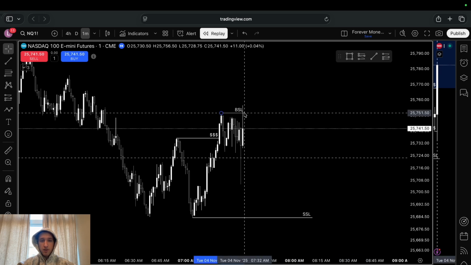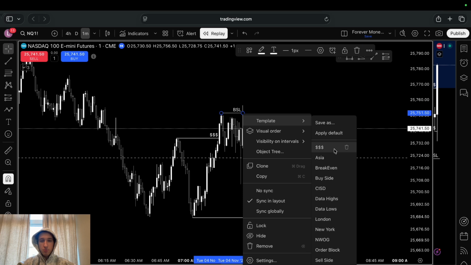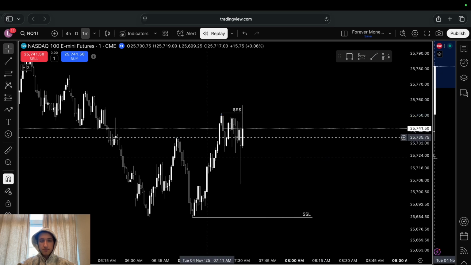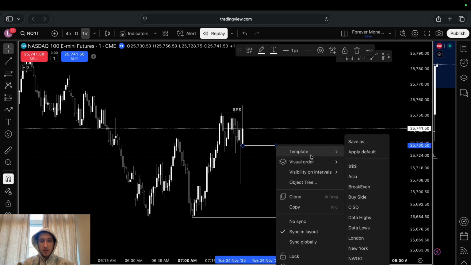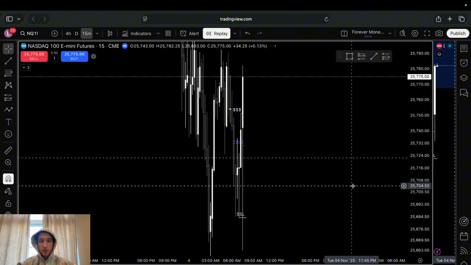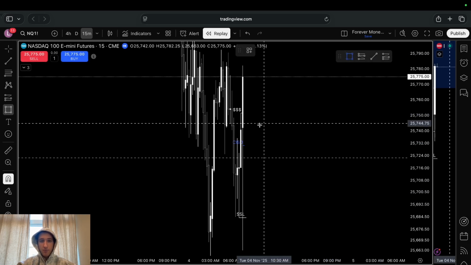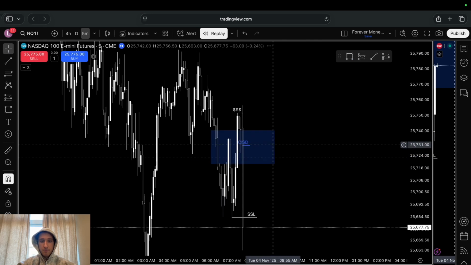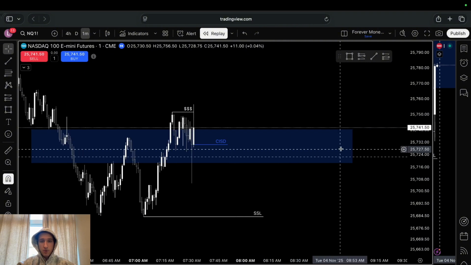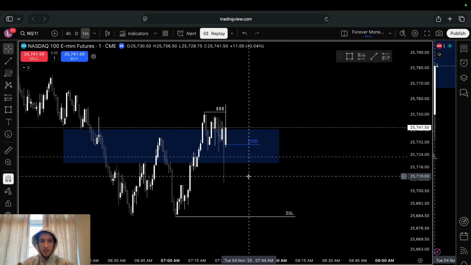So we end up having our manipulation move. At this point in time, I want to see price get below this change in state. Keep in mind, at that point in time we were holding this 15-minute bearish fair value gap. I want to see us get below this 1-minute change.